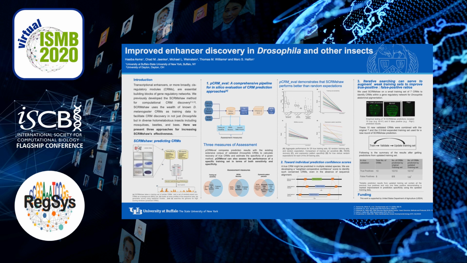And finally, our final approach is iterative searching. So evaluation has indicated some of our weak training sets. We took one of those weak training sets that has 7 enhancers in it and ran scrimshaw and got the predictions. Once we had the predictions, we validated 18 of those predictions. It had both true positive and false positive results. More precisely, 10 of them were true positives and 8 of them were false positives.